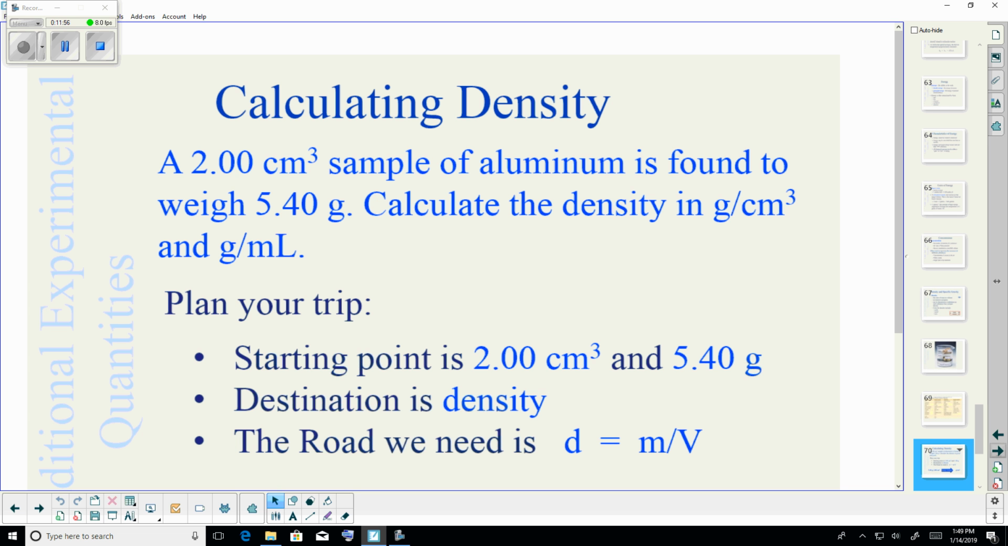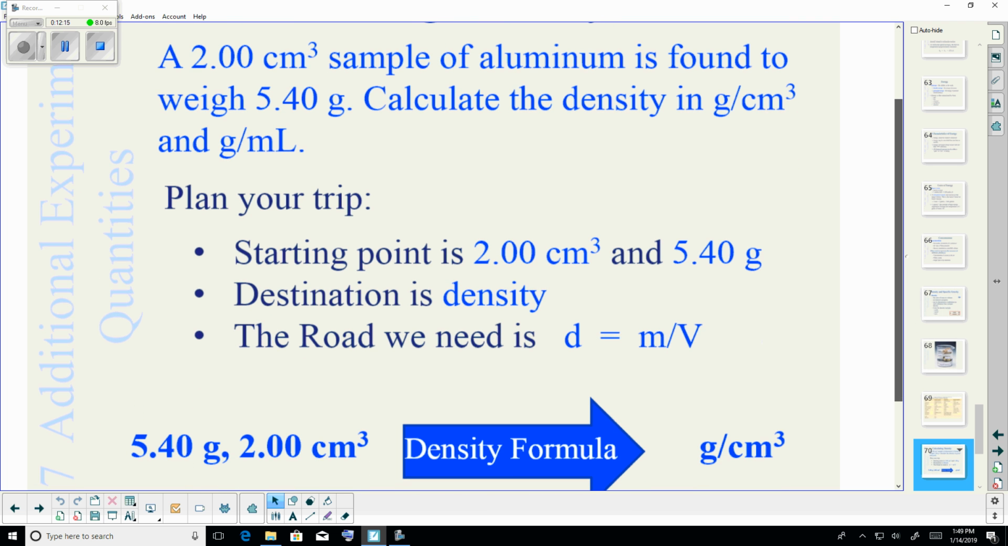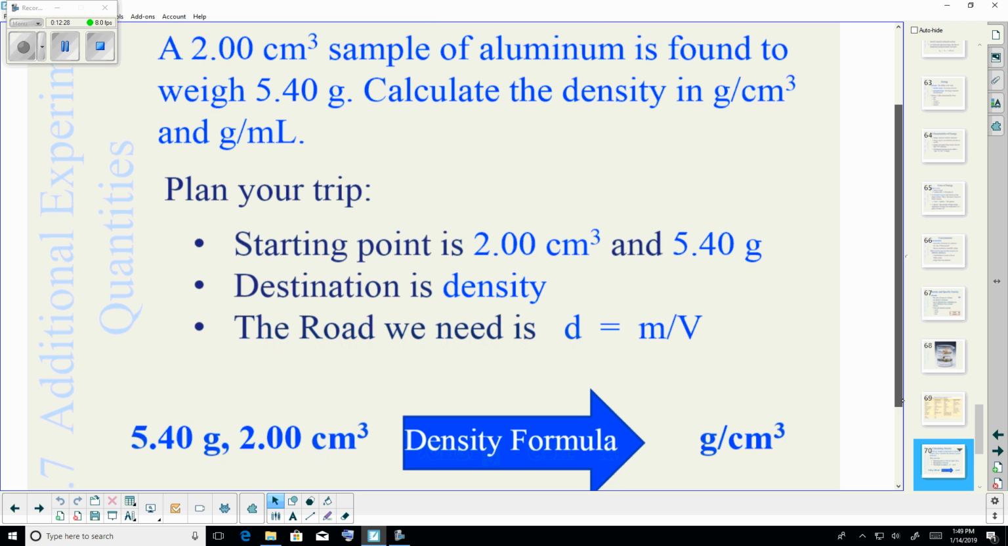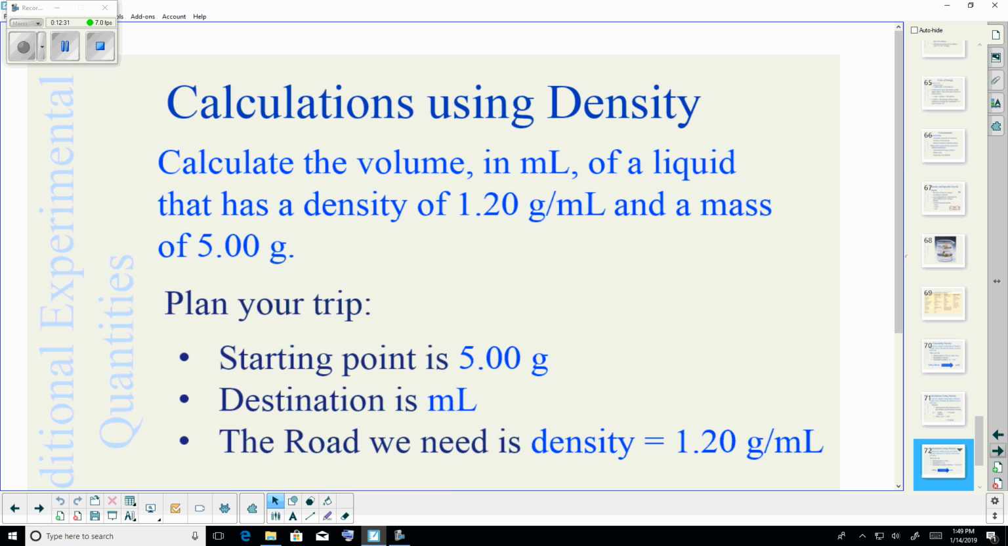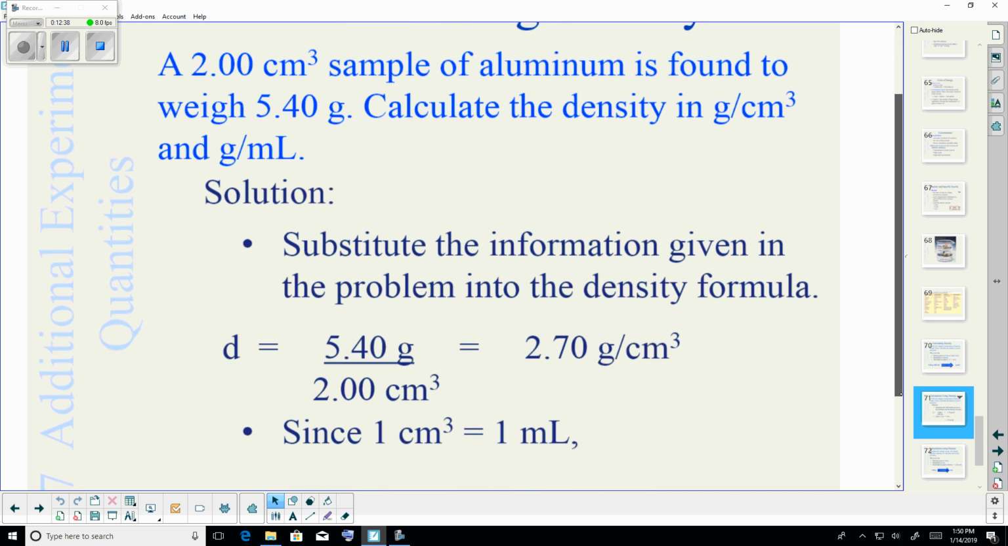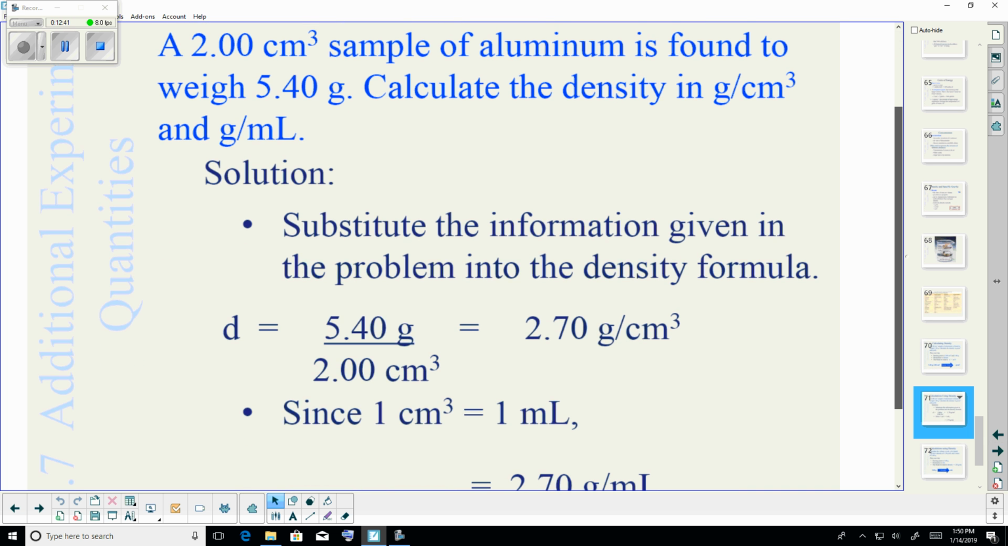So here's an example. We have a 2 cubic centimeter sample of aluminum. It's found to weigh 5.40 grams. Calculate the density in grams per cubic centimeter and grams per milliliter. Starting point, we have 2 cubic centimeters weighs 5.40 grams. So density is mass over volume. We have the mass. We have the volume. Just put them in the equation. 2.70 grams per cubic centimeter.